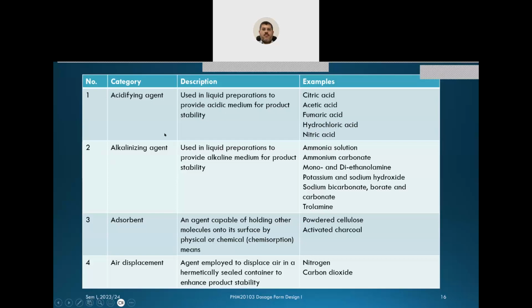We may have an alkalinizing agent. Some drugs have another requirement. They may be more stable in alkaline medium. So we then keep the pH of the medium alkaline. So we can use some alkaline substances like ammonia solution, ammonium carbonate, diethanolamine, monoethanolamine, borate, carbonate, trolamine, etc. Okay.